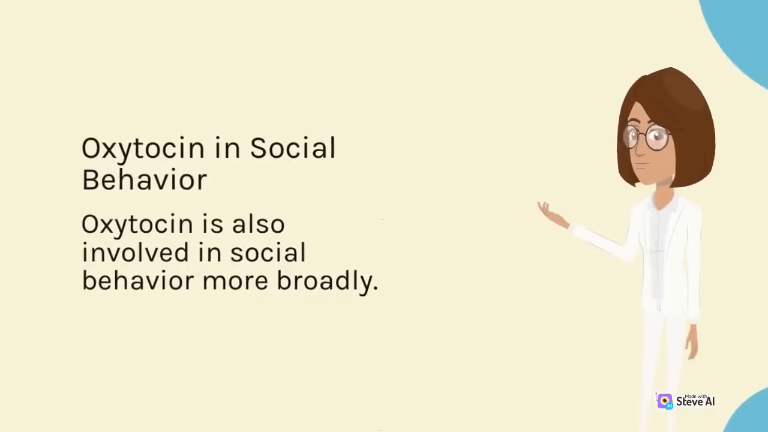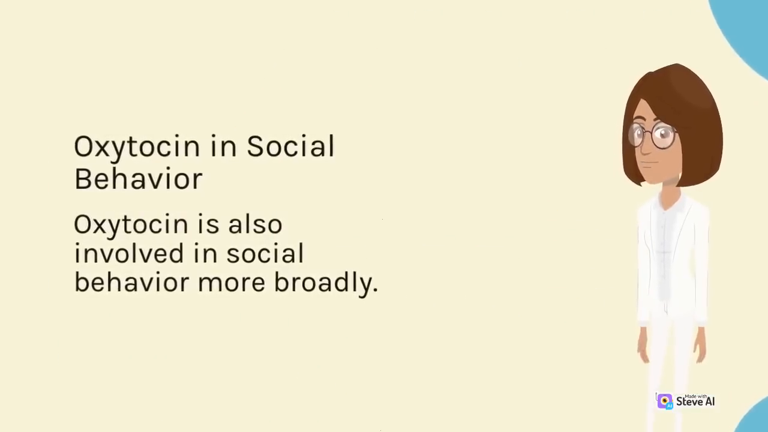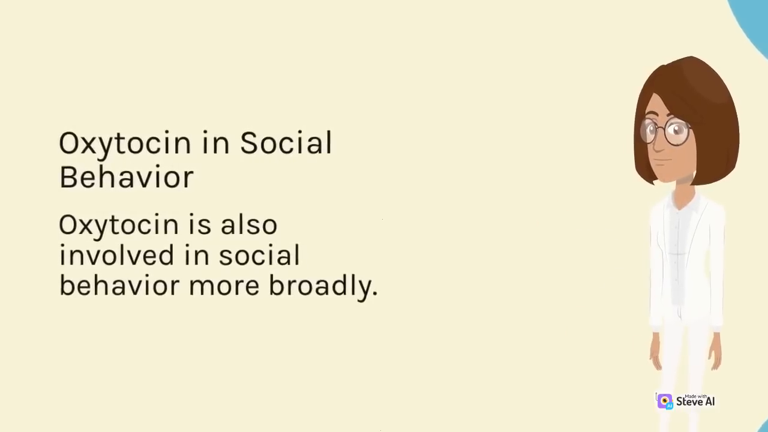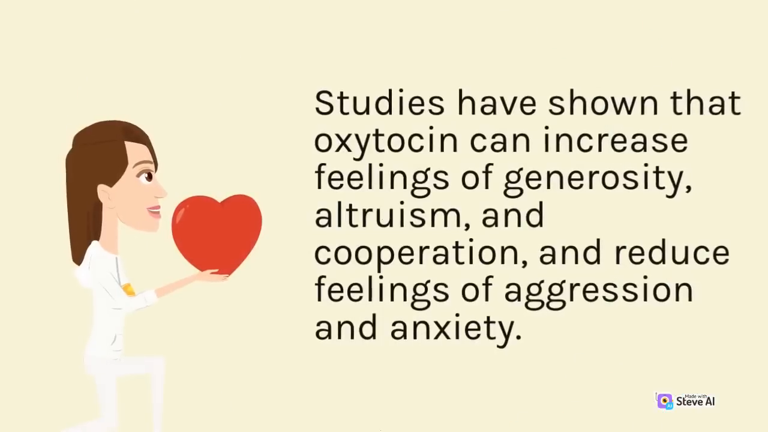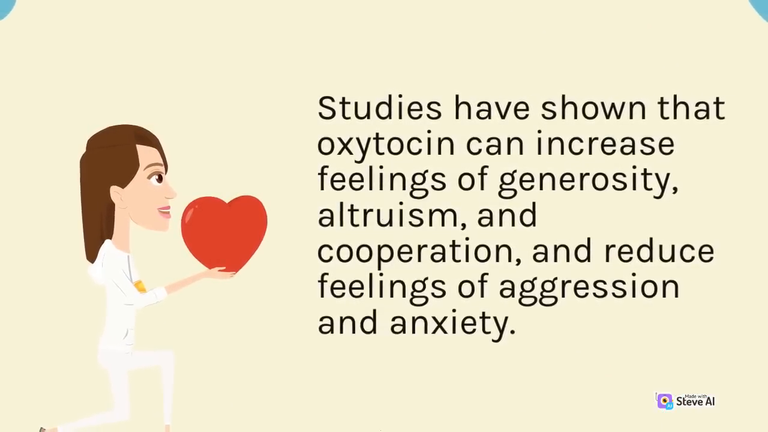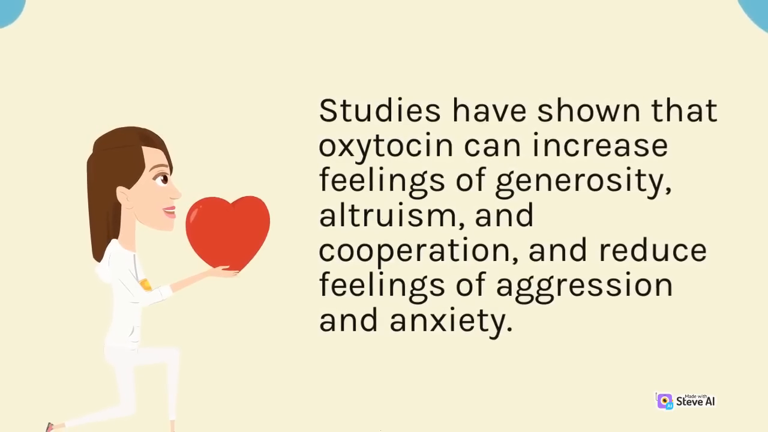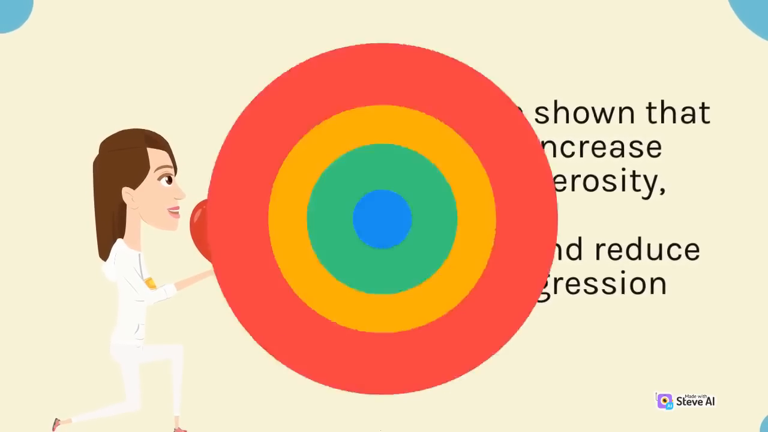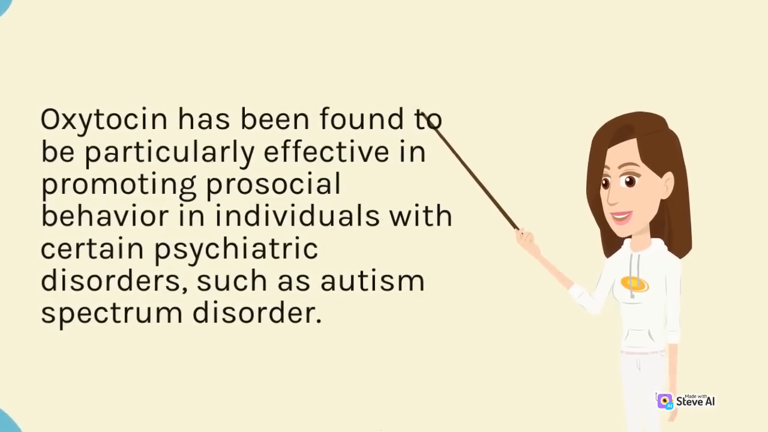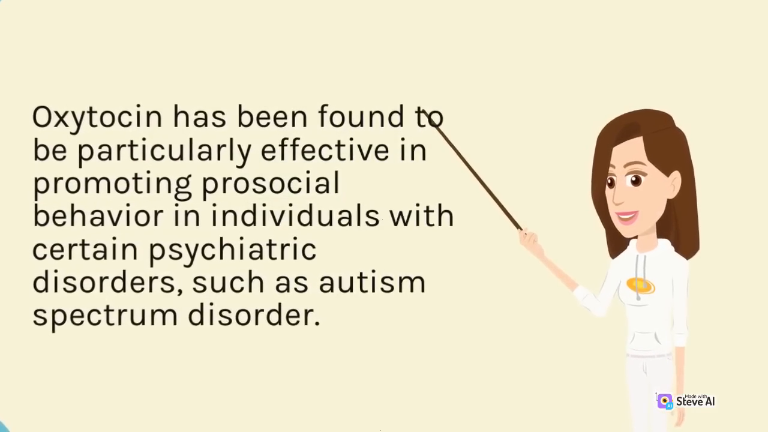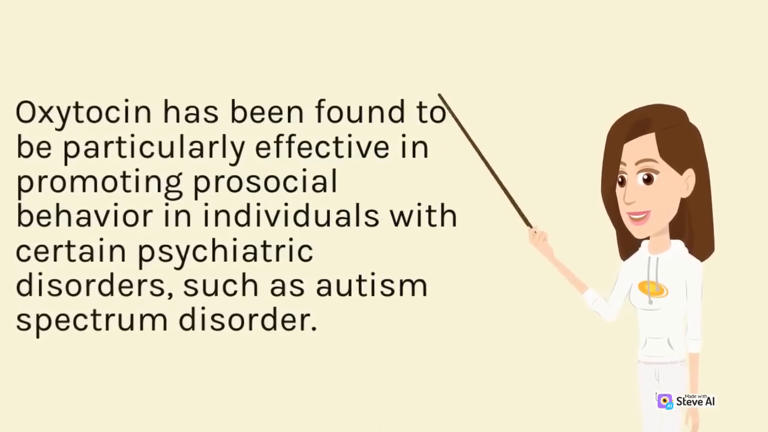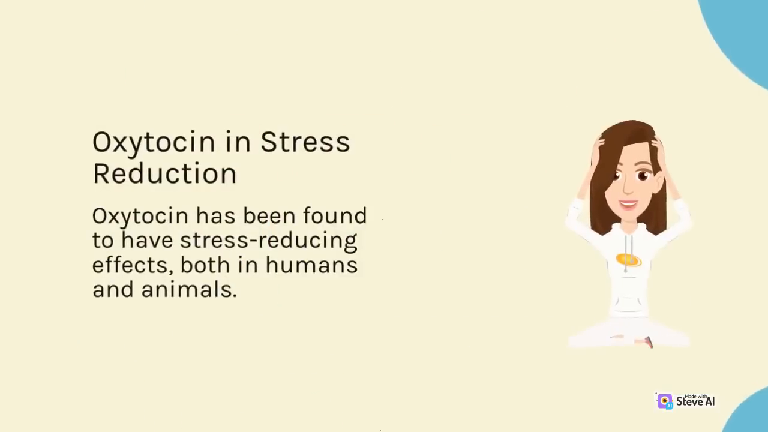Oxytocin in social behavior. Oxytocin is also involved in social behavior more broadly. Studies have shown that oxytocin can increase feelings of generosity, altruism, and cooperation, and reduce feelings of aggression and anxiety. Oxytocin has been found to be particularly effective in promoting prosocial behavior in individuals with certain psychiatric disorders, such as autism spectrum disorder.